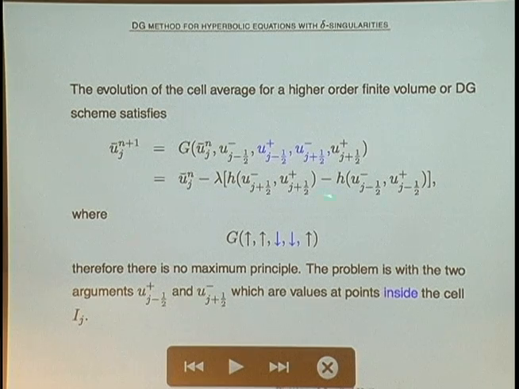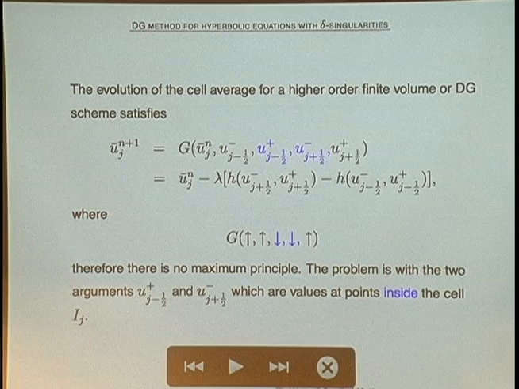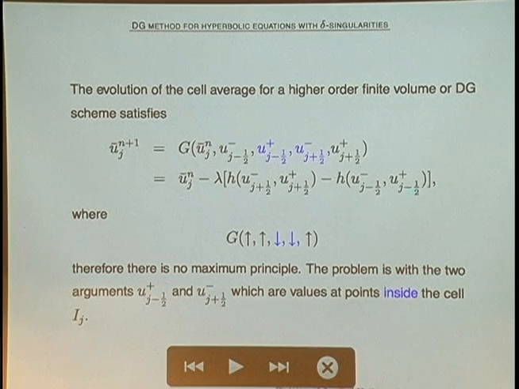Notice that this scheme, this evolution formula, is very similar to the first order scheme. The only difference is that this is a cell average, but these are the polynomial values at the cell interface. Like at j minus half, you have one polynomial on the left, which gives a value u of j minus half minus. And you also have one value on the right, which gives you a value u of j minus half plus. So you have these 5 numbers.